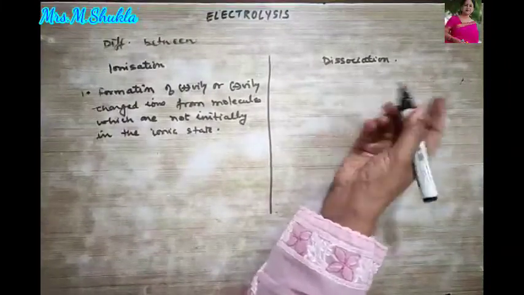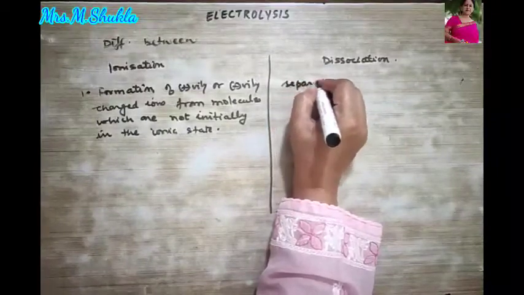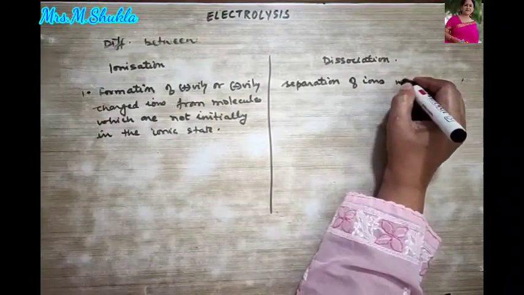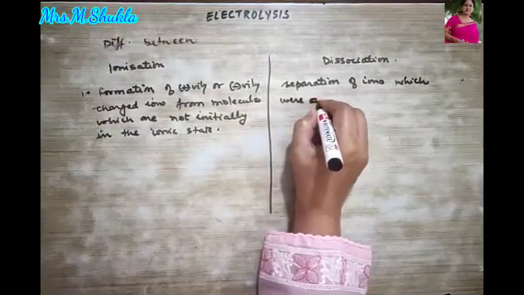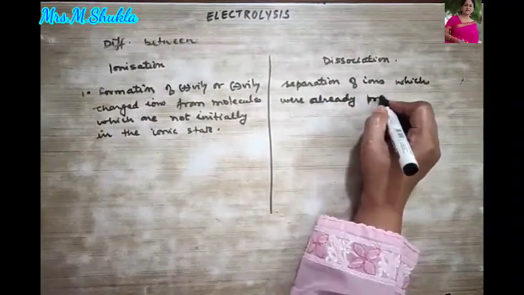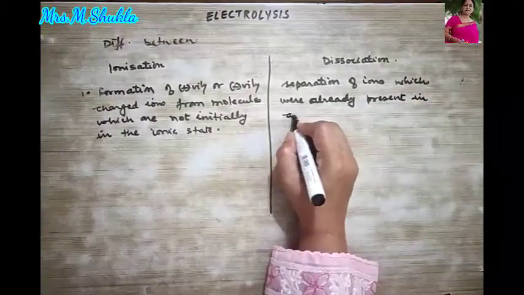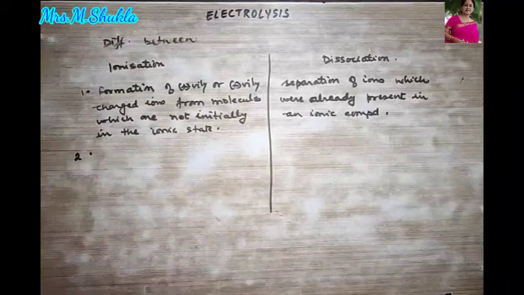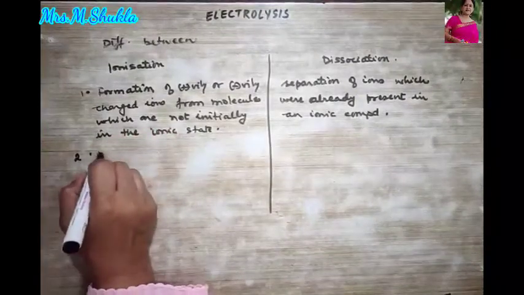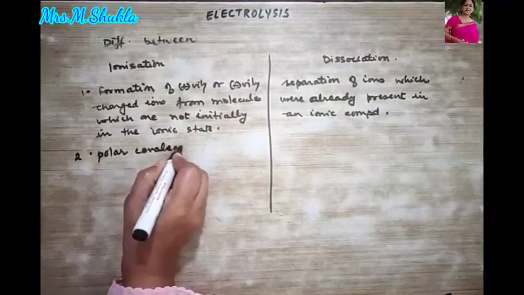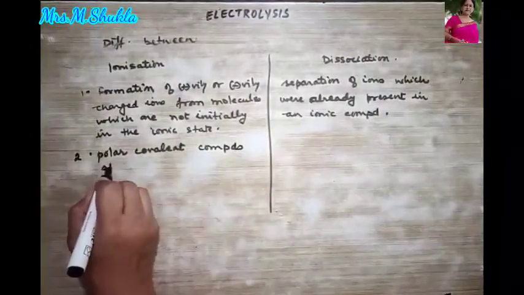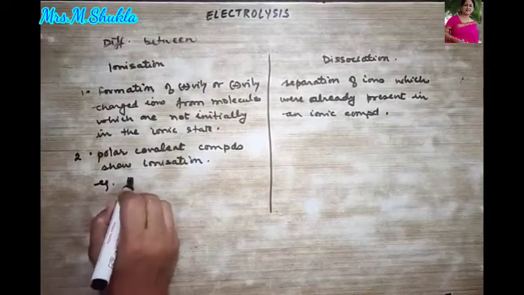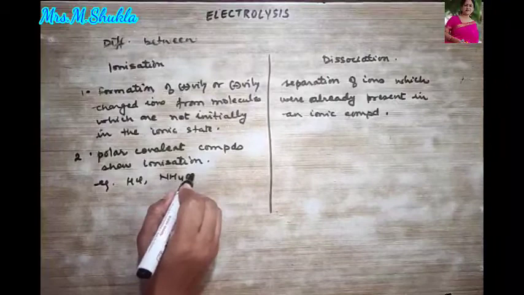Whereas what is dissociation? It is the separation of ions which were already present in an ionic compound. Okay, then what is the second difference between the two? The polar covalent compounds always show ionization. Example, can you give me? Example could be like your HCl, it could be like your NH4OH and so on.